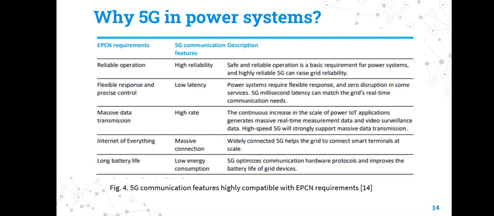EPCN means Energy Power Control Network. This is a program which was implemented targeting the development of power systems and other energy sectors. EPCN has put forward some requirements for an efficient power system, and we could see how 5G technology and its characteristics are highly compatible with the EPCN requirements. If you just refer to this slide, or read out the left and right portions, you could see how important it is to implement 5G technology in power systems.